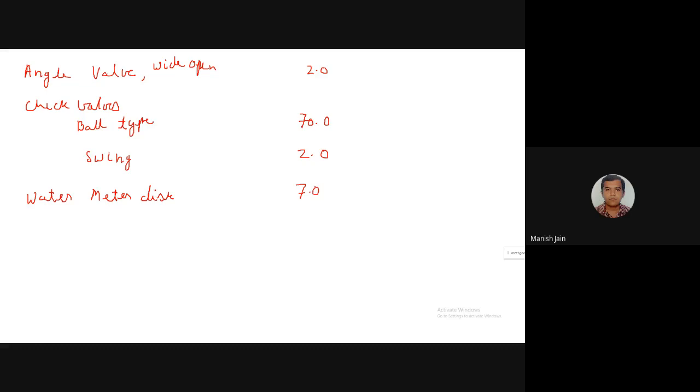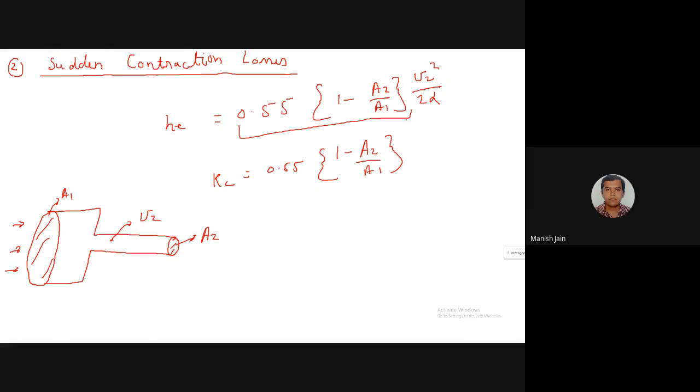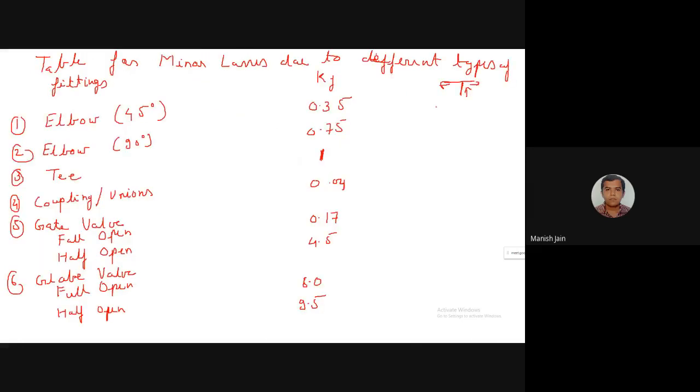Okay, so these are the values of the friction coefficient Kf for different types of minor losses. Suppose in your pipeline you have two elbows, one T, one gate valve. You just add all the values and multiply with v square by 2. In this formula you will find the Kc; Kc is multiplied by v square by 2 alpha. So here also you just take the values and multiply with v square by 2, and you will get the exact answer.